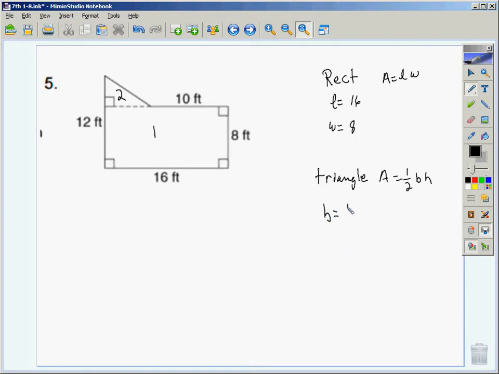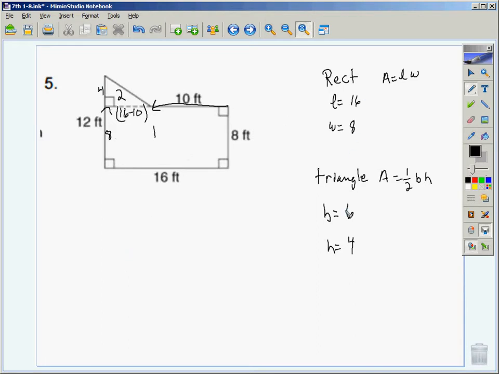It is 6. If you don't see it, this whole thing is 16, but I've taken 10 back off of it here. So this is 16 minus 10, which is 6. What's the height of my triangle? 4. And again, if you don't see it, this whole thing is 12, but I've used up 8 of it here, so there's 4 more here.